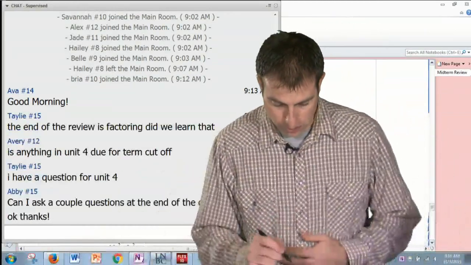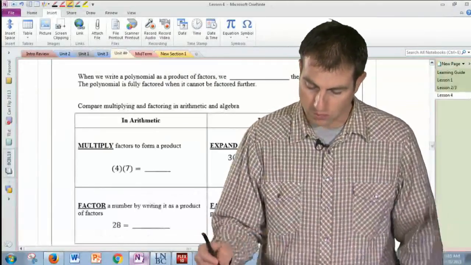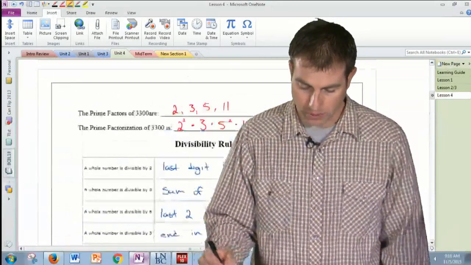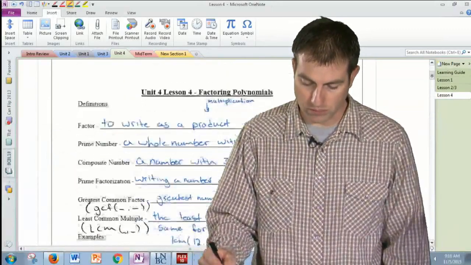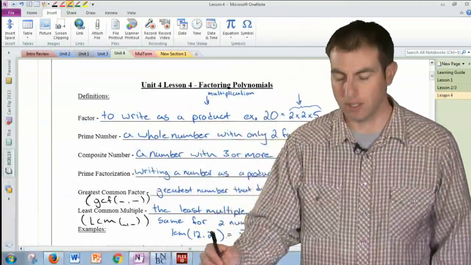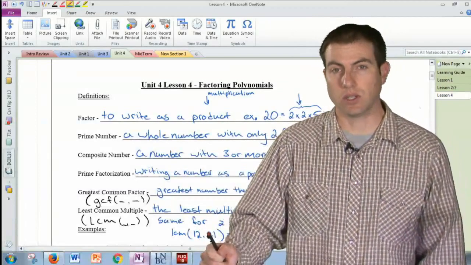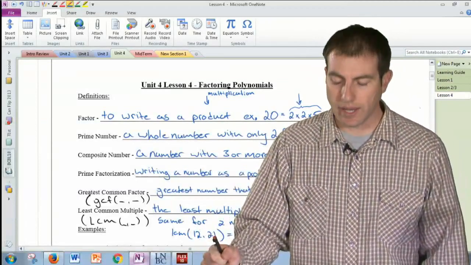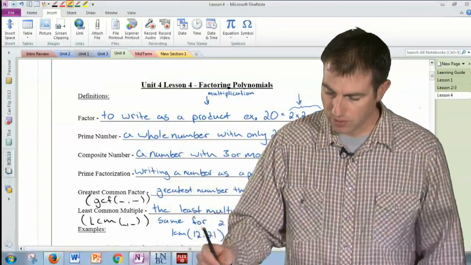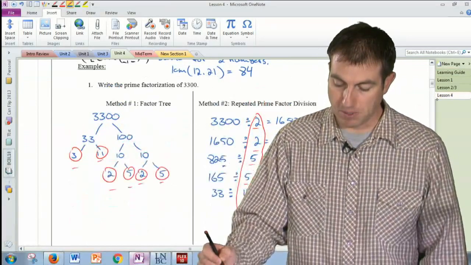Okay, so if we jump back to Unit 4, Lesson 4, it was a bit of a long one. Unit 4, Lesson 4, factoring polynomials. So we talked a little bit about factoring, what factoring meant, prime factorization. We discussed all these vocabulary terms, and we'll talk a little bit about some of them today, but nothing super important there that you wouldn't otherwise know.